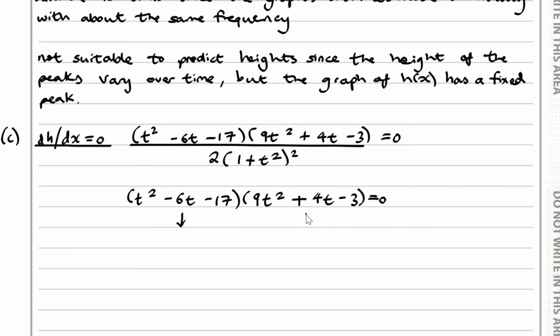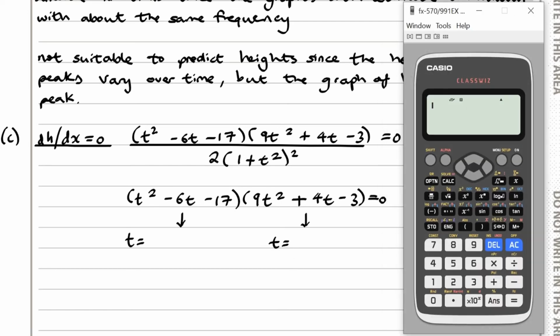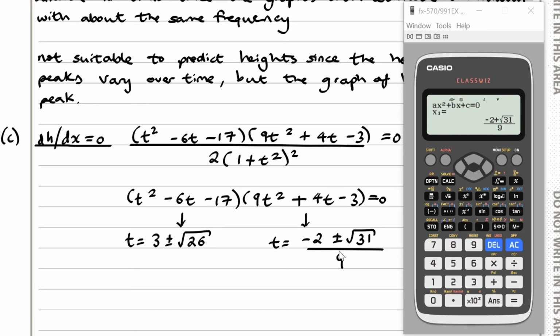And if we solve for the values of t, let's grab our calculator. So let's just quickly do this on the equation solver. Here we have t² − 6t − 17. That would be 3 ± √26. And for the next one, we have 9t² + 4t − 3. So we get (−2 ± √31)/9. Okay, so that's that bit done.